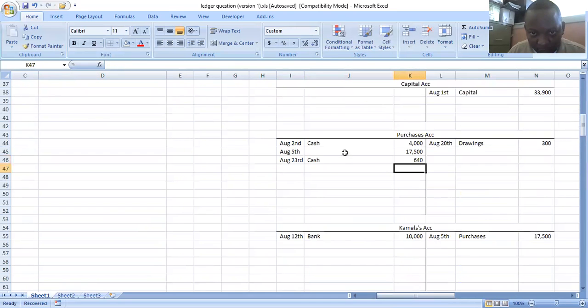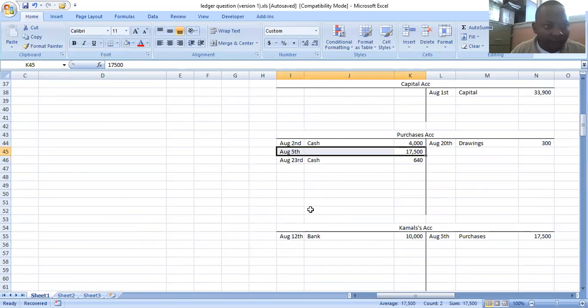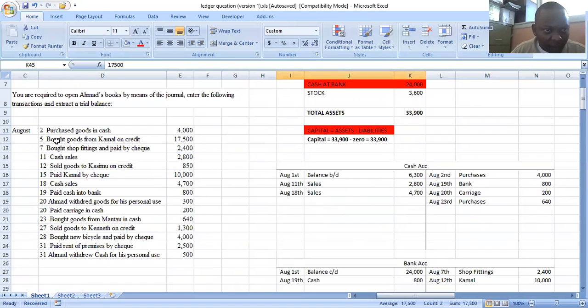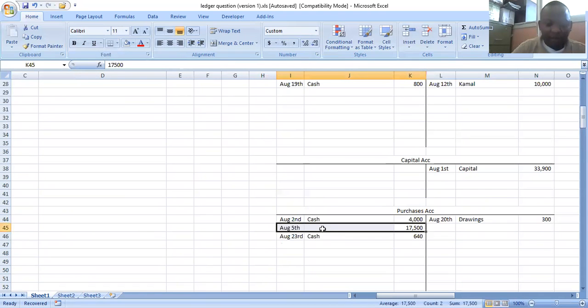And see, I forgot to put a description on 5th in the purchase account. What should have been the description? On 5th, 17,500, bought goods from Kamal on credit. So this should have been Kamal.